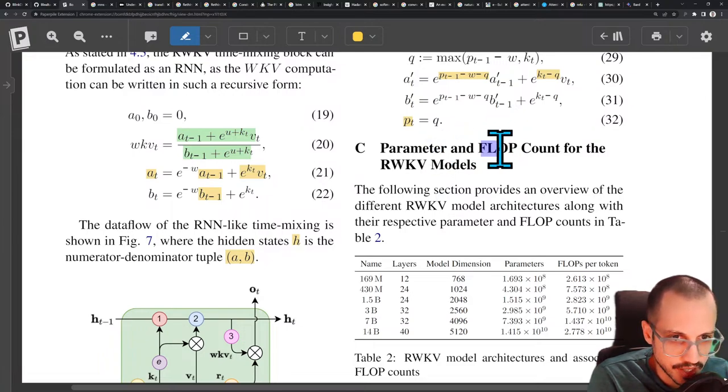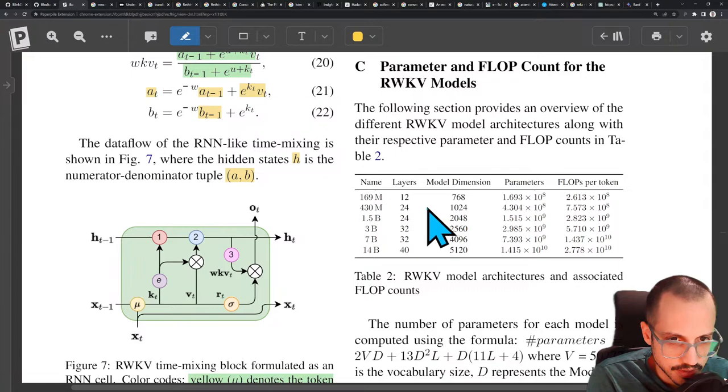Parameters and flops. This is floating point operations, which is a general way to measure the computation required by a machine learning system or a neural network system, along with their respective parameters. You can see here the number of flops per token scales, I guess, linearly with the size of the model. It's not quadratic. I'm getting confused. I guess what they're trying to show you here is that from 169 mil to 14 bill, the number of flops per token isn't going to explode. It's basically linear with the amount of parameters. See that 10 to the 8th, 10 to the 8th here, 10 to the 10th, 10 to the 10th.